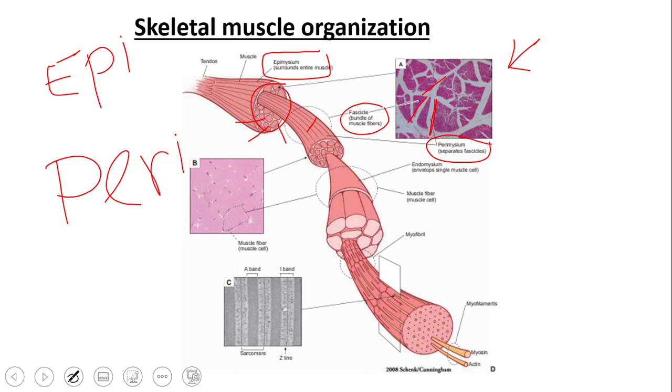Now, each fascicle has individual muscle cells or muscle fibers. By the way, muscle cell and muscle fiber are the same. So muscle cells are inside the fascicle. Each fascicle has multiple muscle cells. And each cell or fiber is surrounded with a membrane that we call endomysium. So the individual muscle cell is covered with endomysium. Here is the endomysium.